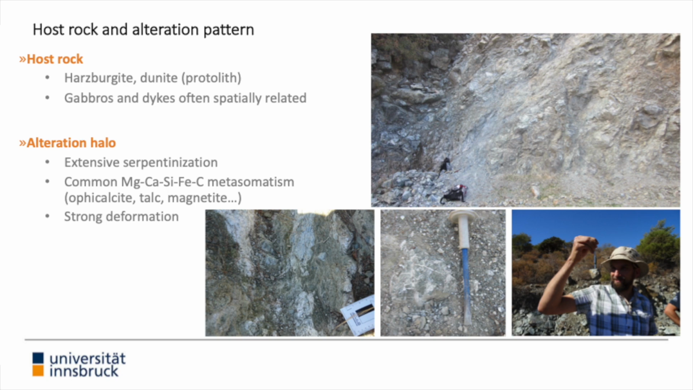So what you can see on the top right corner, this is a detachment zone in the serpentinite with different types of metasomatism. The bottom right corner is pure magnetite. So the serpentinite has been fully replaced by pure magnetite. In the middle, this is ophicalcite, and the bottom left, this is talc alteration related to these detachments, which are very close to sulfide mineralization.